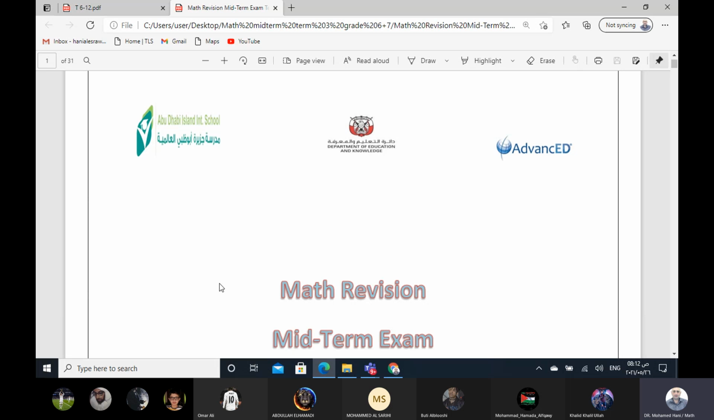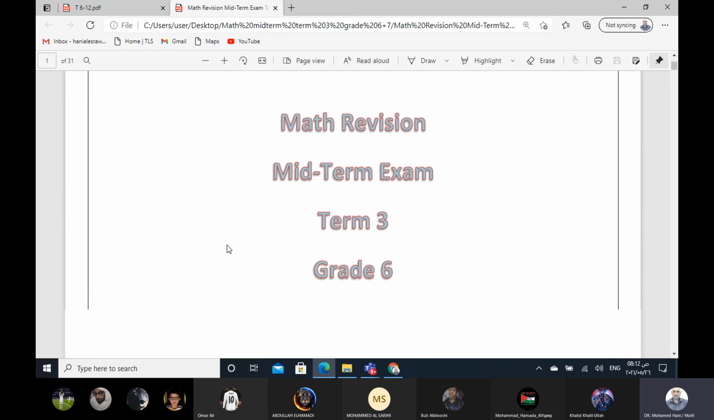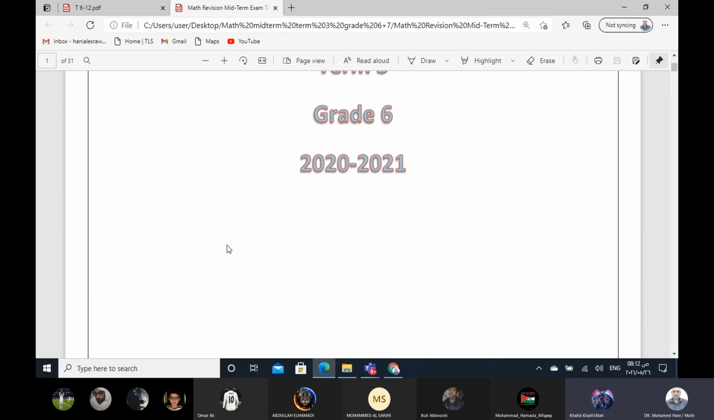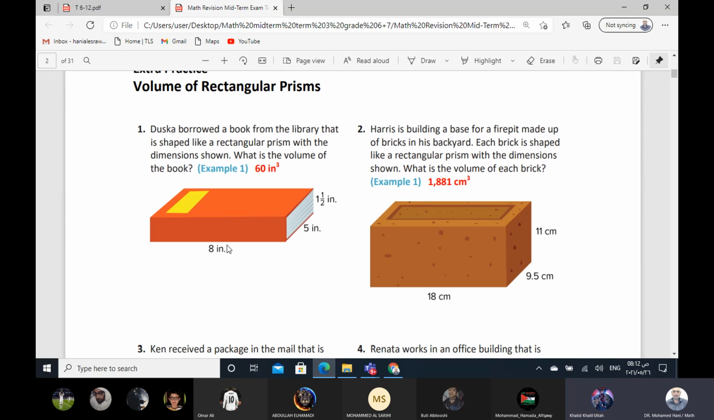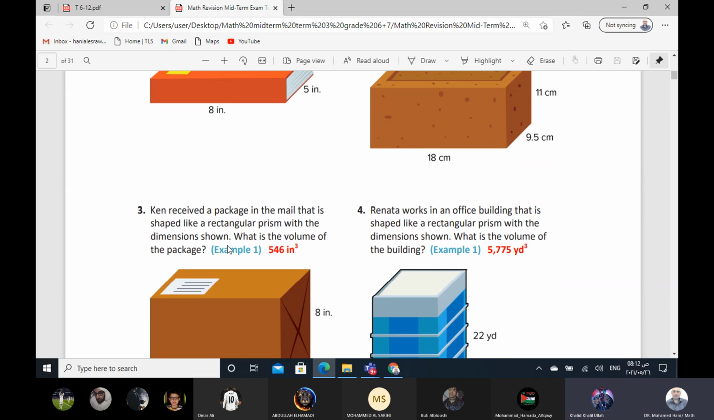Today we have revision for the midterm exam, term 3. Who has any question before we start this revision? Mr., which lessons are coming in the exam? I sent it in the group as a picture. Okay.